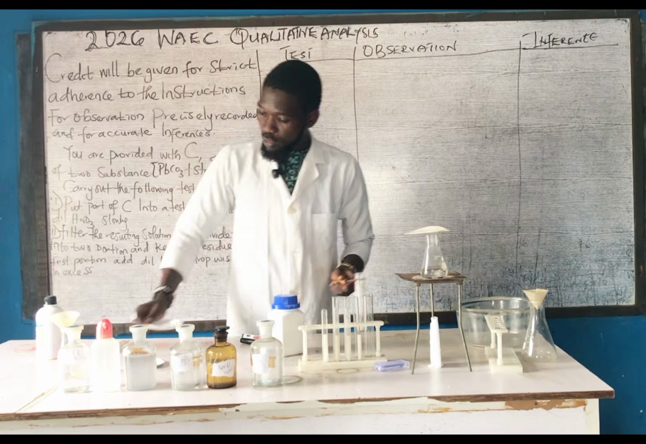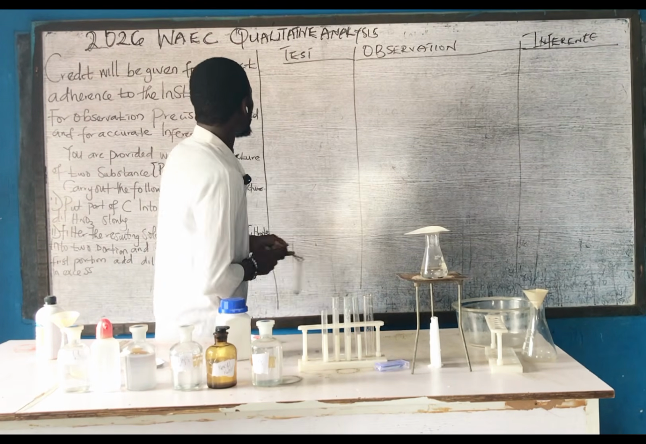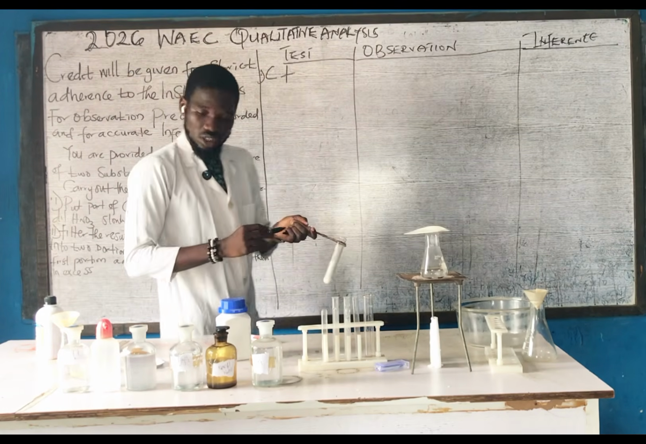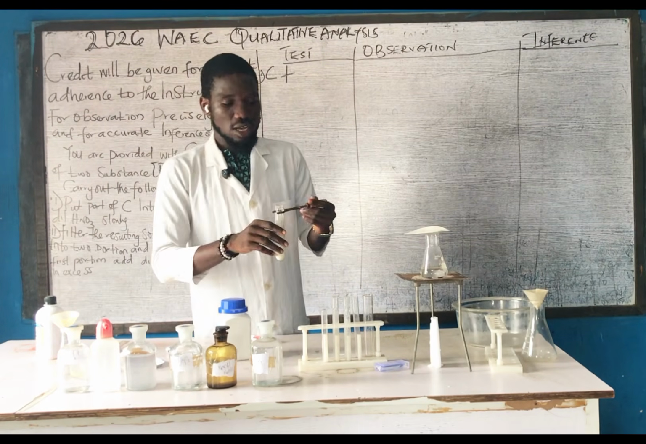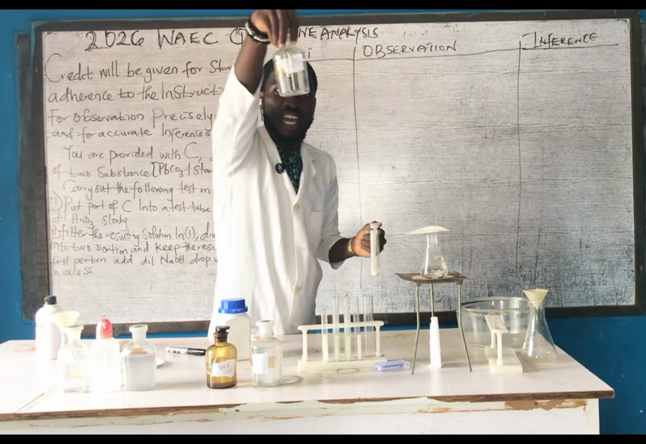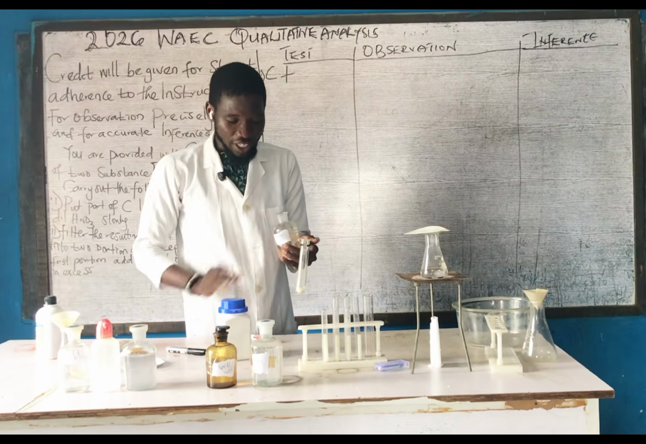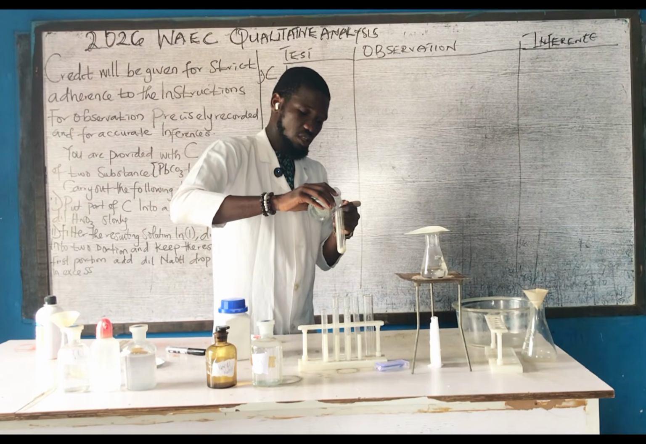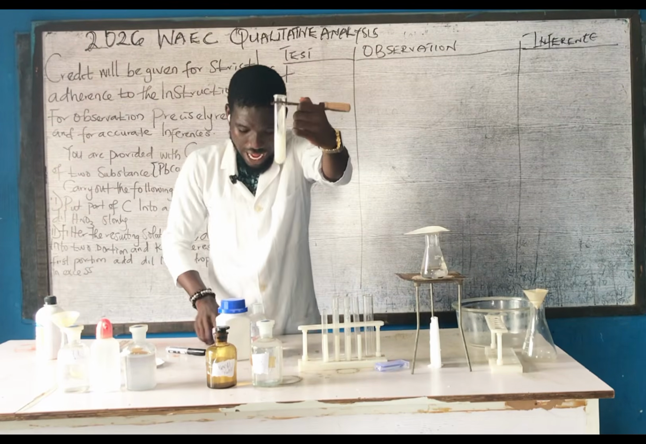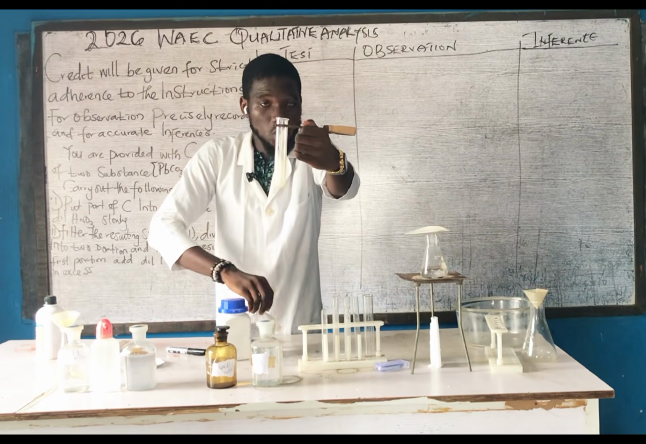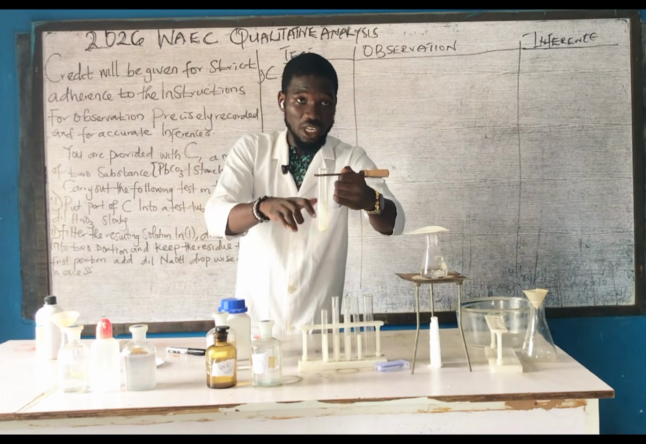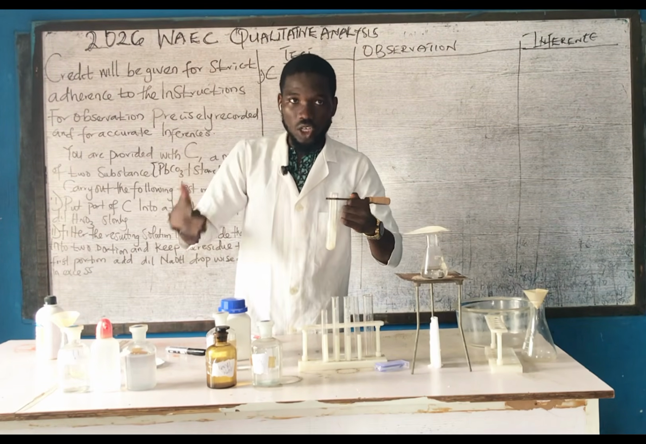Before we start, mind you, the first thing we are going to do is sample C plus HNO3. This is our HNO3, so please be careful. When you look at it now, we have effervescence, colorless and odorless. Are you with me, guys? So we have effervescence, colorless and odorless.